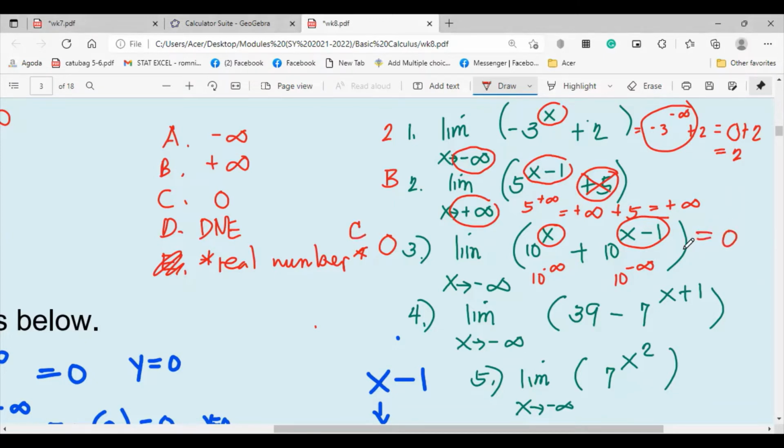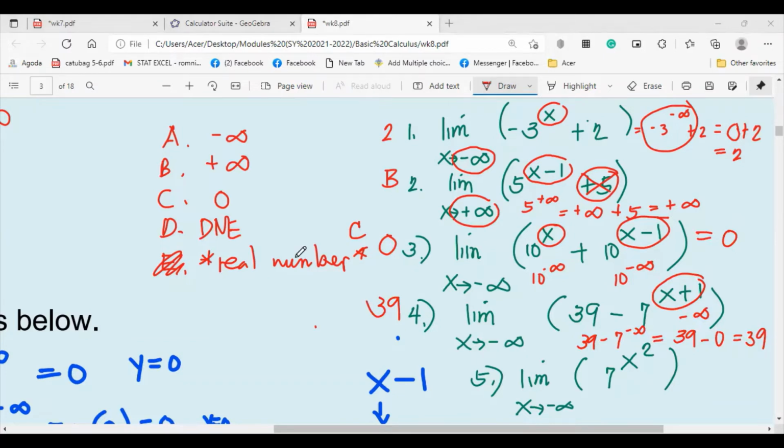Number 4, limit of 39 minus 7 raised to x plus 1. This will become negative infinity. So 39 minus 7 raised to negative infinity is 39 minus 0. The answer is 39. Number 4, that must be 39. Oh, wow! Nagagaling ninyo, nakukuha ninyo.